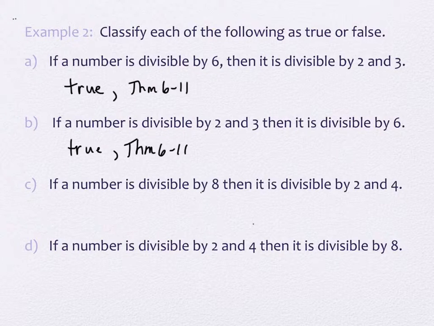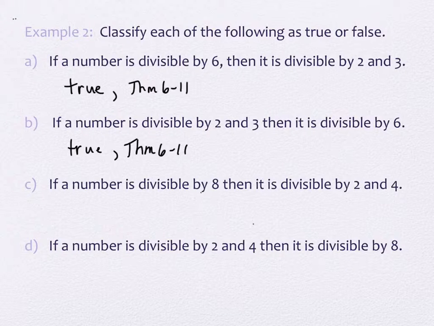Now, C and D are quite similar, right? I'm talking about 8, 4, and 2, but I'm not talking about the exact number 6. And 2 and 4 were one of our examples, or a similar example, of why it's not going to work to be divisible necessarily by 8. So let's take a look at this one specifically, because one direction of this is true and the other direction is false. It says if a number is divisible by 8, then it's divisible by 2 and 4.